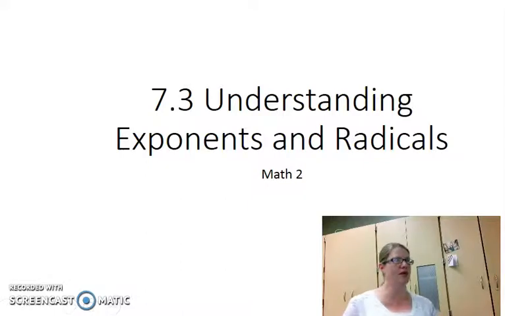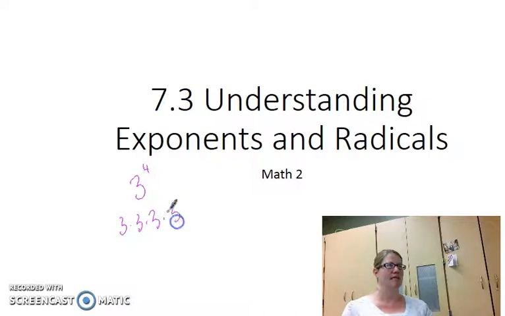All right, we're on 7.3, understanding exponents and radicals. So I think most of you know what an exponent is. We have some type of base, like 3, and then we raise it to some power, say 4. 3 is the base, 4 is the exponent. What does that mean? It means take 3 and multiply it by itself 4 times. So 3 times 3 times 3 times 3. So it's just kind of a condensed way of writing multiply 3 by itself 4 times.